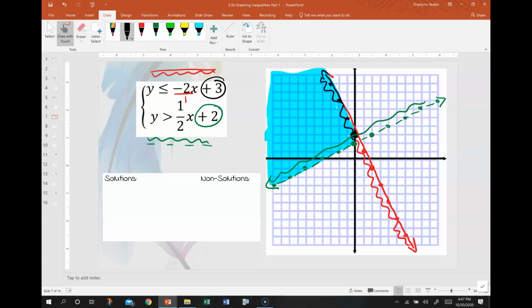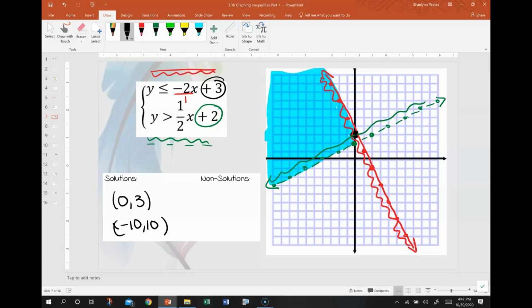So solutions are going to be anywhere in blue that aren't on the dotted line. So I'm going to pick a solution on the red line. So the red line we know has a point at 0, 3. We know that because that's where we started. Another solution would be anywhere in the blue, so I'm just going to go with negative 10, positive 10, because that'd be left 10, up 10.